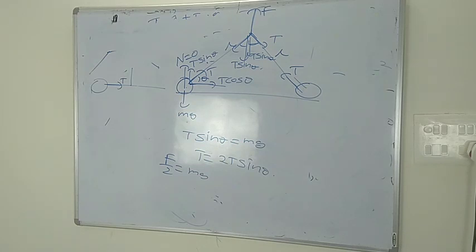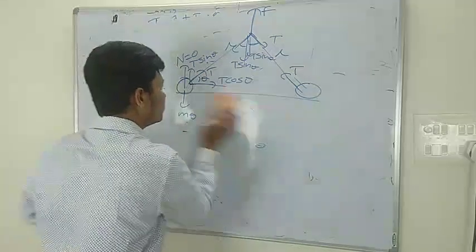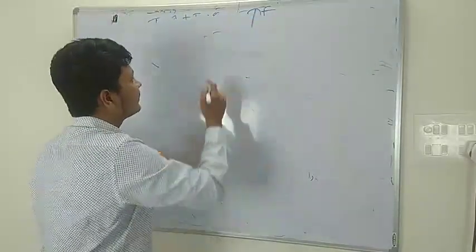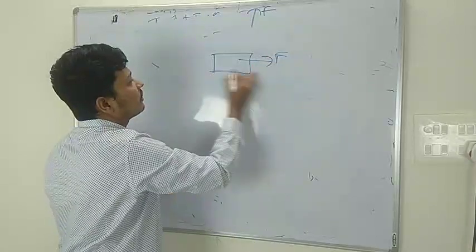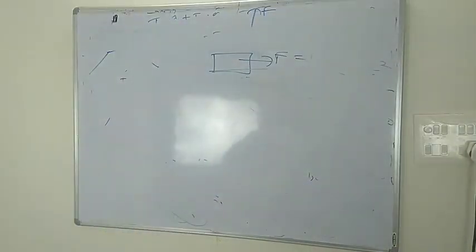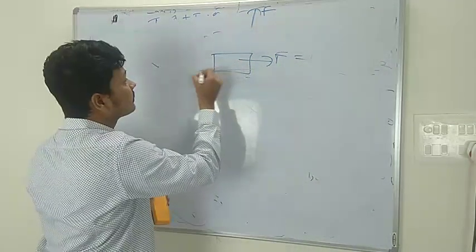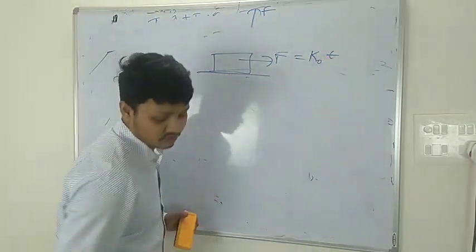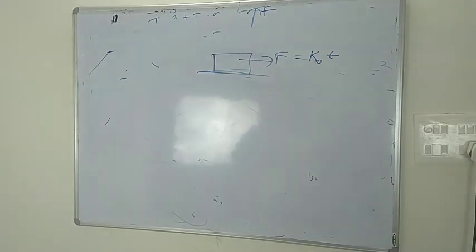Now question 24. A time varying force F is equal to k naught T is applied on a block of mass M placed at rest on a rough horizontal surface. So a time varying force F is acting on a block of mass M, so the force is k naught times T. It is placed at rest on a rough horizontal surface, and the coefficient of friction is mu.